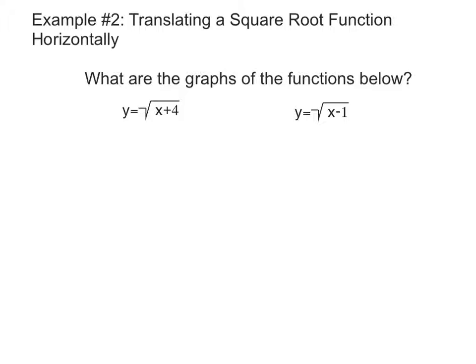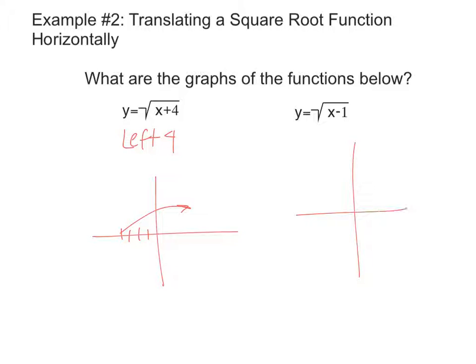All right, so now we're going to translate horizontally. Remember, these are opposite of what you think. So if I see plus 4, it's not going right 4, but it's going left 4. So here we go, 1, 2, 3, 4. It's going to go that way. This one, it looks like it should be left 1, but it's really right 1.